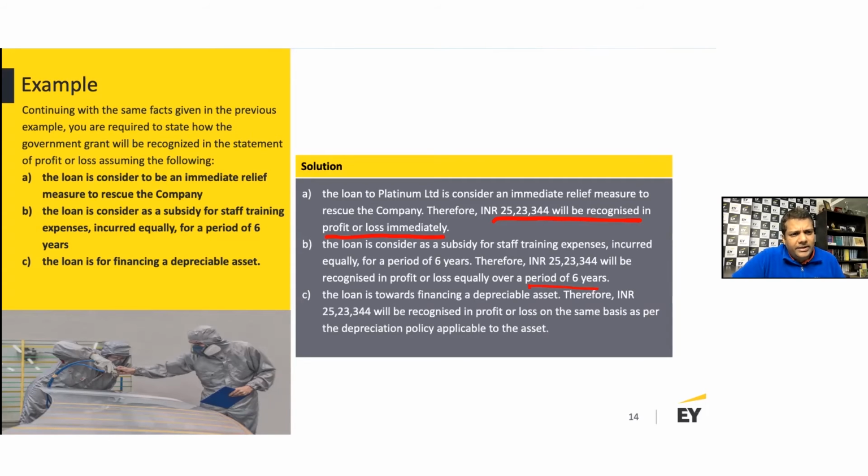Now the loan is towards financing a depreciable asset, then I'm going to simply look at this and adjust this with reference to the depreciation amount, okay? The loan is towards financing a depreciable asset. Therefore, INR 25 lakh 23,344 will be recognized in the profit or loss on the same basis as per the depreciation policy applicable to that asset. So assuming, let's say you're following the straight line method of depreciation and the life of the asset is 10 years, this 25 lakh I'm going to record in P&L over a 10-year period, divided by 10. Okay, simple. All right. Okay, let's move forward.